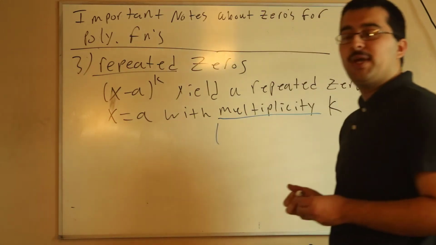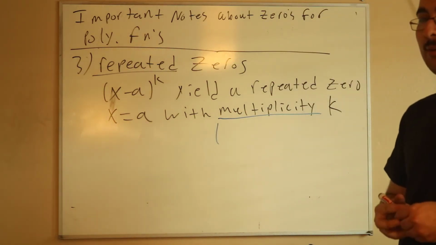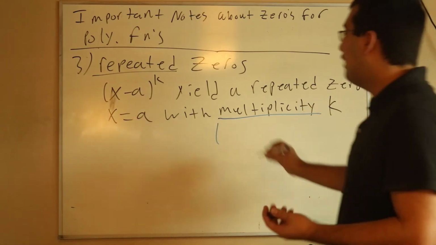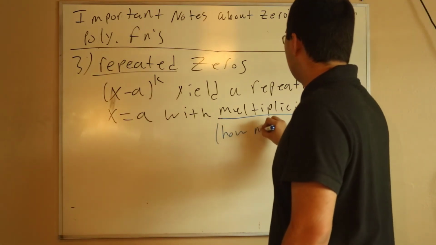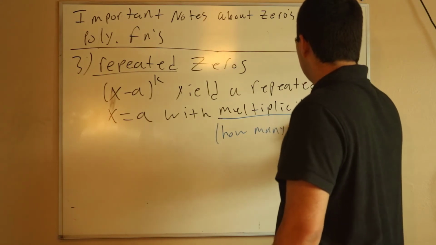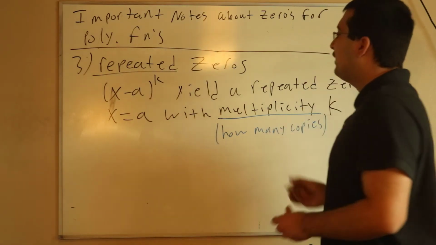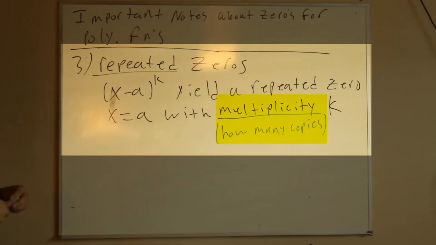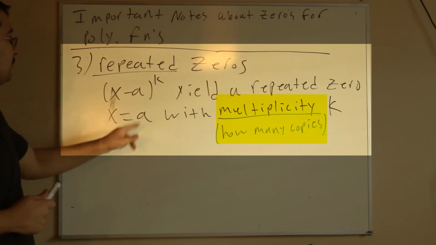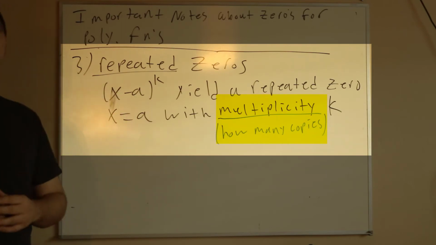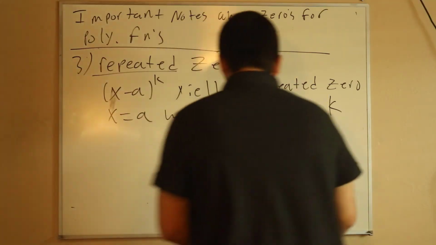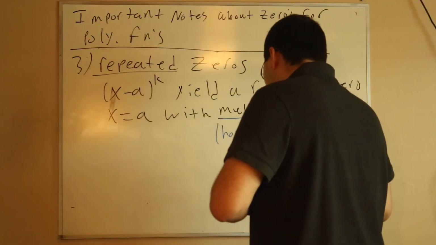So what do I mean by this multiplicity? Multiplicity translates into more basic English, stepping away from our crazy math words, as how many copies? So just to reiterate this, if I have the polynomial equation (x minus a) to the power of k, this will create a repeated zero value of x equals a, in which there will be k copies of this zero.